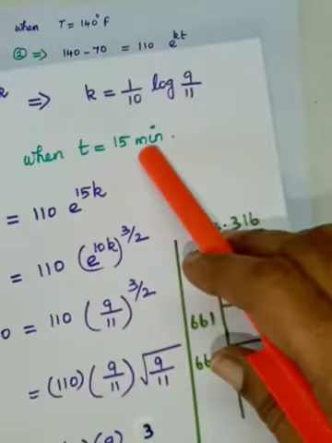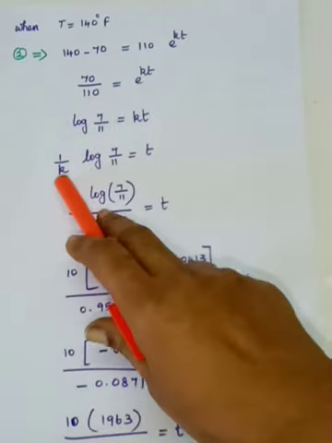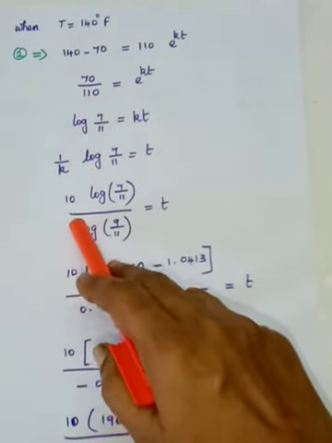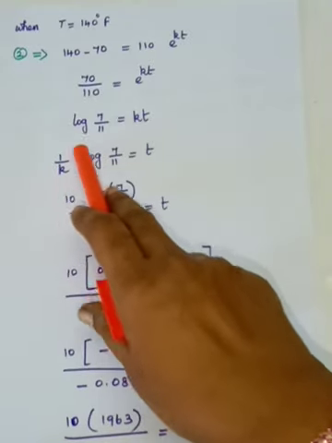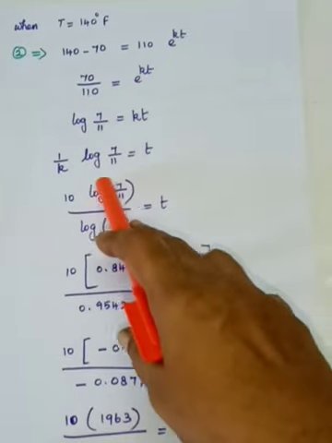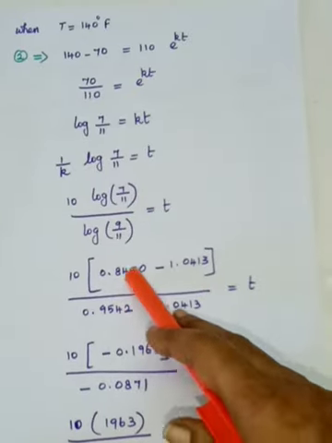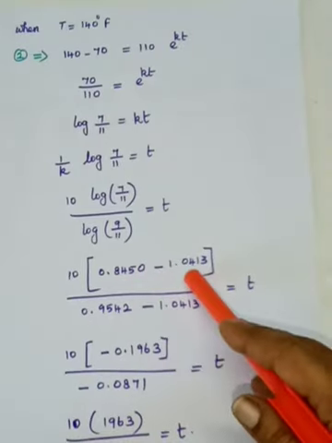So what is the k value? 1 by 10 log of 9 by 11. So here you have to substitute 1 by 10. The 10 will go to the numerator. So 10 into log of 7 by 11 divided by log of 9 by 11. Log of 7 by 11 can be written as log 7 minus log 11. So that value is written here.